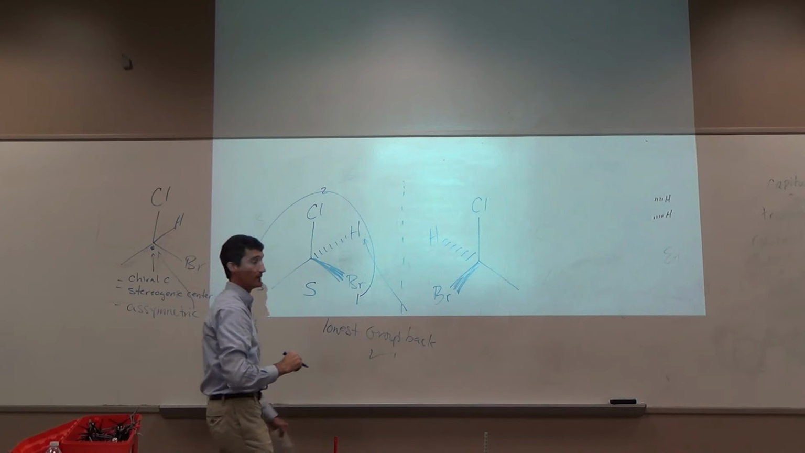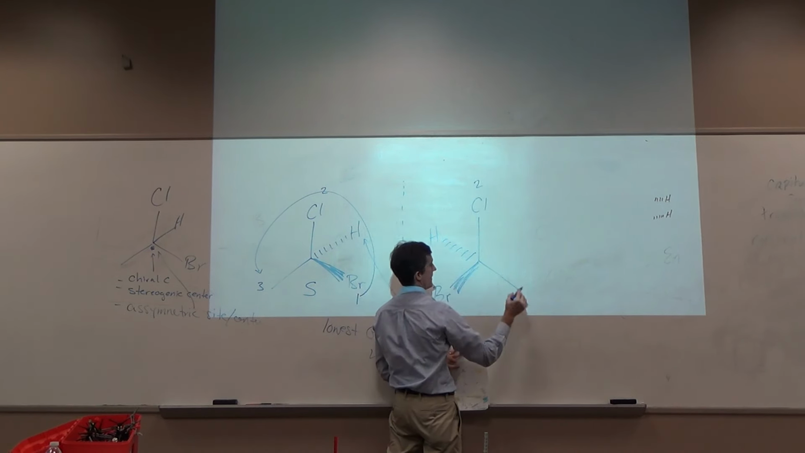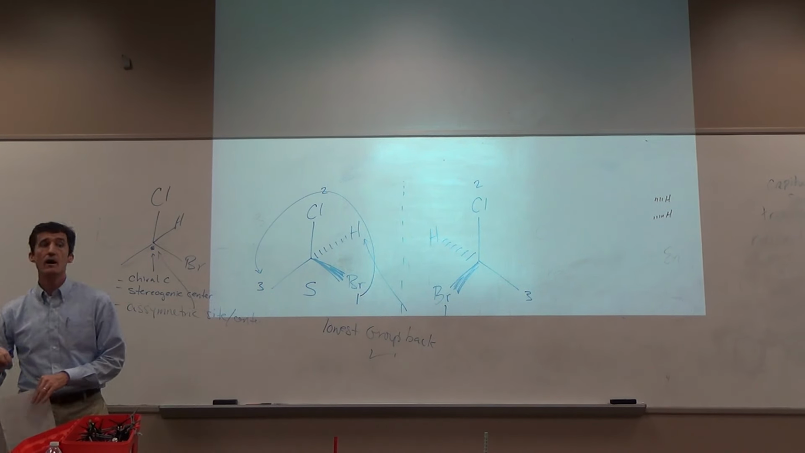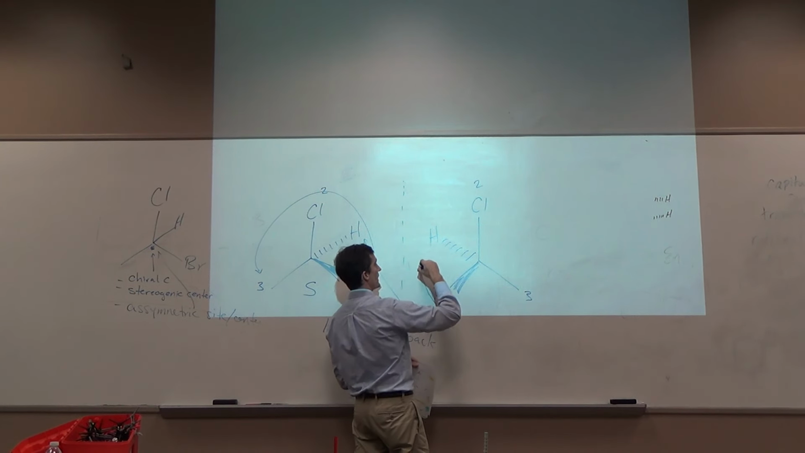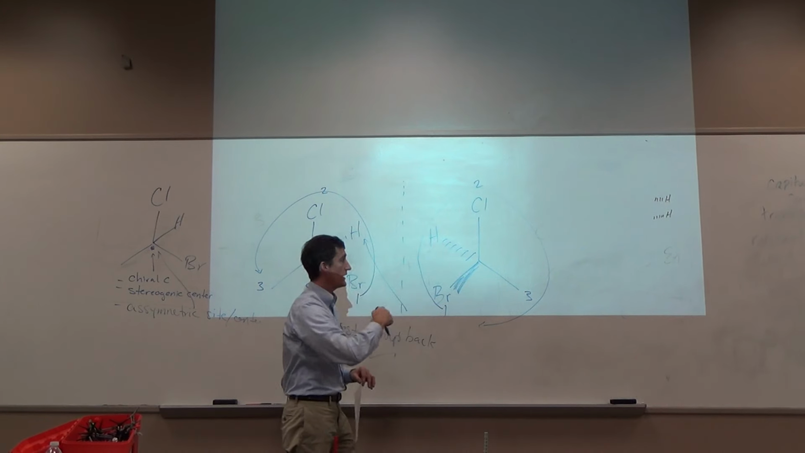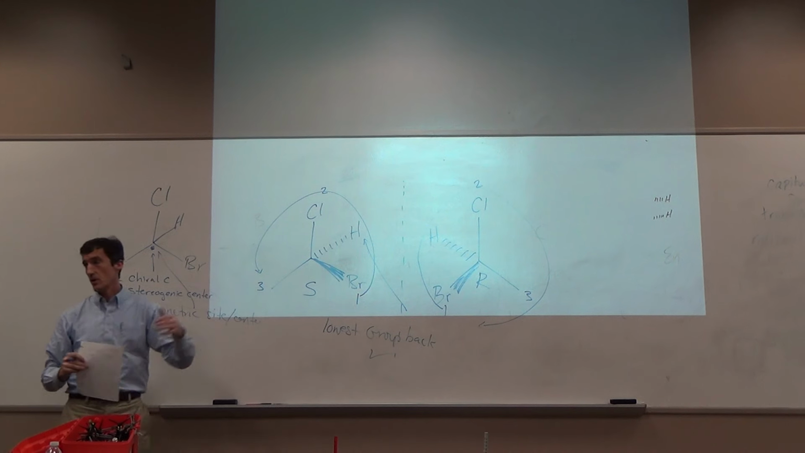Let's look at the other one. Priorities: 1, 2, 3. Where's the 4 group? Is it going back? Yes. Okay, with the low priority group going back, is this clockwise or counterclockwise? 1, 2, 3. What do we have? Clockwise, we call this configuration R. S configuration, R configuration.